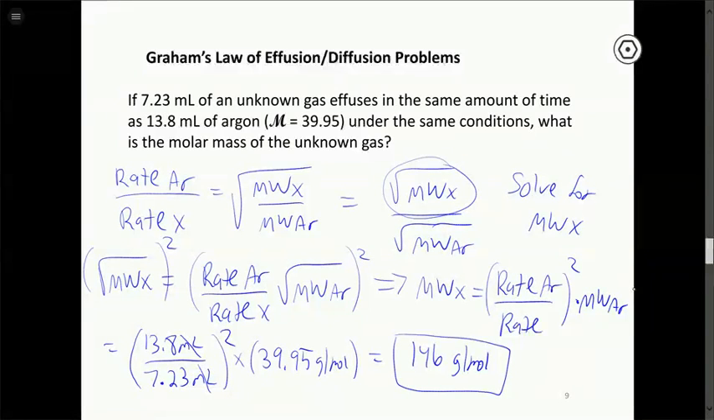So again, it's the exact same equation for effusion and diffusion. You really only have one equation to deal with, two forms of that equation, and it's just a matter of what variable you're solving for. As we always say, we can do it different ways. Okay, any questions on this one?